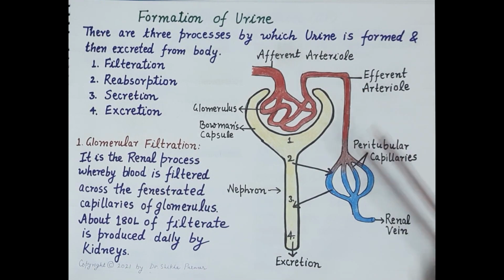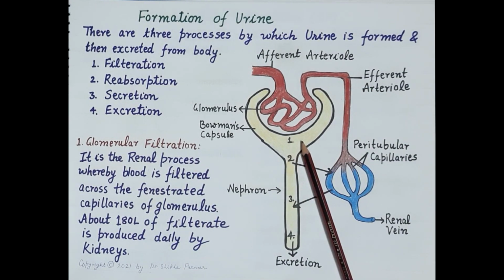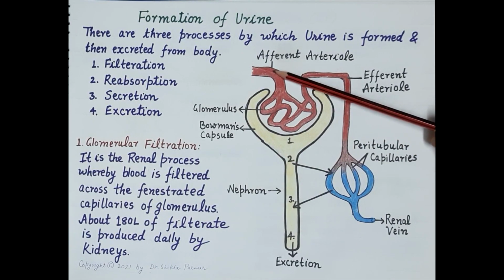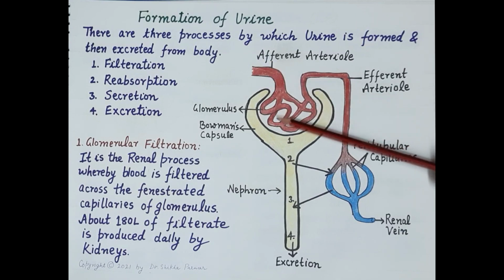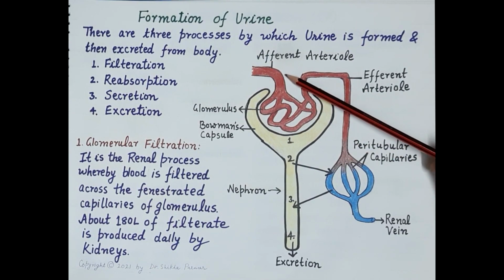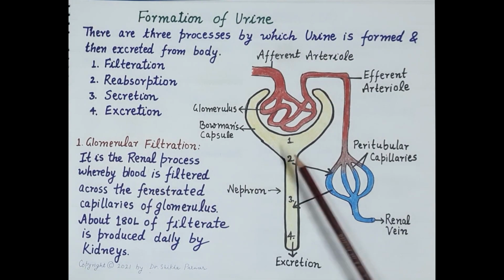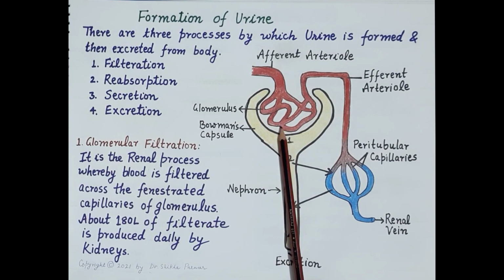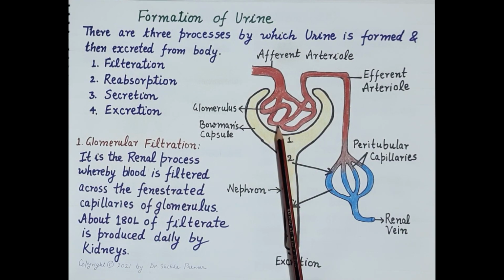Glomerular filtration is a process in which pressurized blood that is ejected by the heart is forced to enter the glomerulus through a relatively wide afferent arteriole. The blood in the glomerulus consists of filterable as well as non-filterable substances. The filterable components of the blood are water, electrolytes, and nitrogenous waste products.